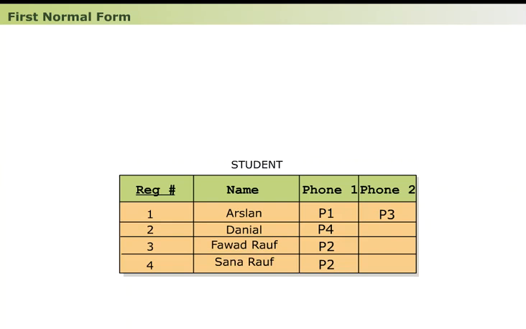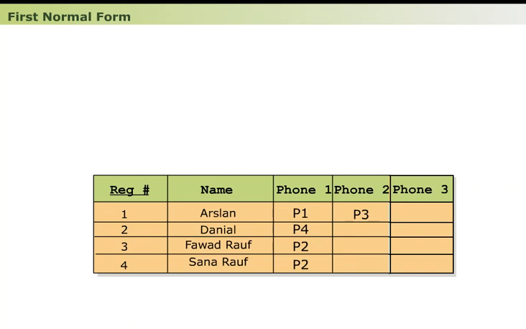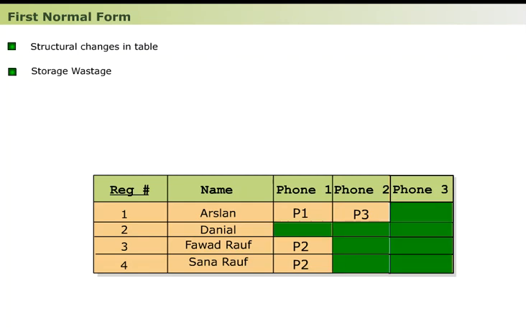If a new phone number is required to be added for a given student, this may be done only by adding a new column to the table. This brings structural changes in the table. Therefore, each time a new value is to be added, a structural change of the table is required. It is not necessary that a given student must have a defined number of phone numbers. Therefore, blank spaces may be stored against the phone number for which there is no value. This leads to storage wastage.